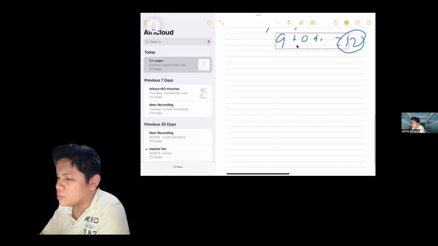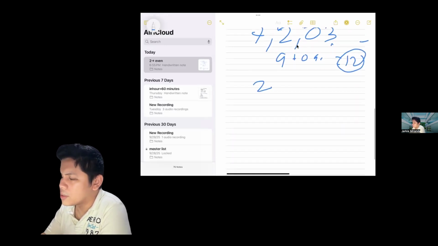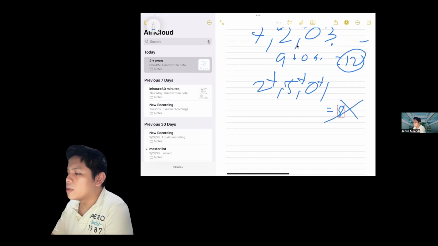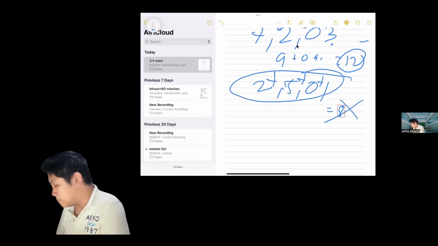What if, let us make something that is not divisible. 2501. 2 plus 5, 7. 7 plus 0 is 7. 7 plus 1 is 8. 8 is not divisible by 3. Therefore, 2501 is not divisible by 3.